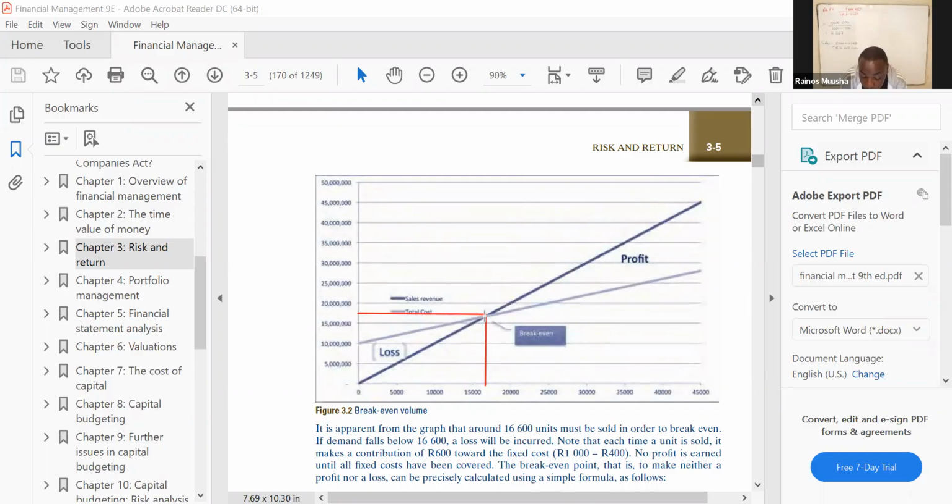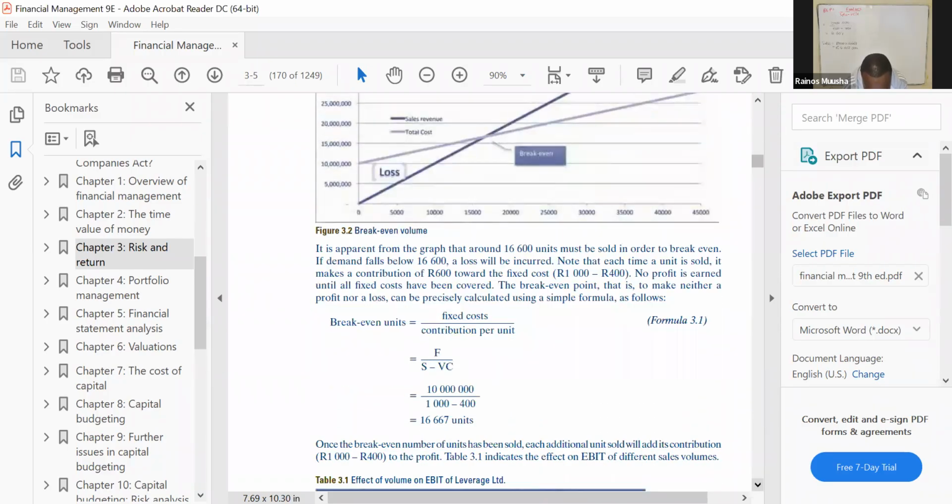And in this case, we're talking about what? Operating profit or operating loss. Are we on the same page? Any questions so far? That's what they are alluding to here when they say our break-even point in units is going to be 16,667.